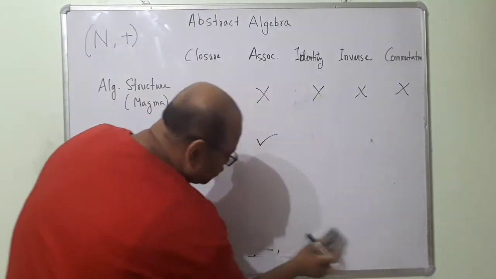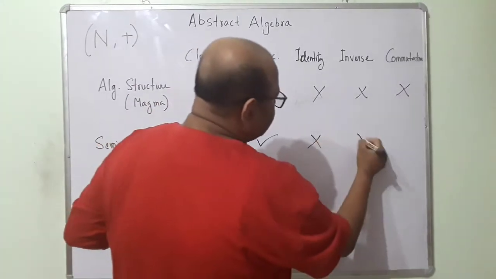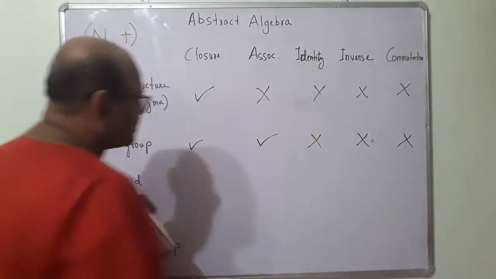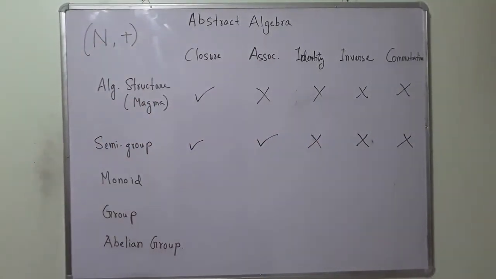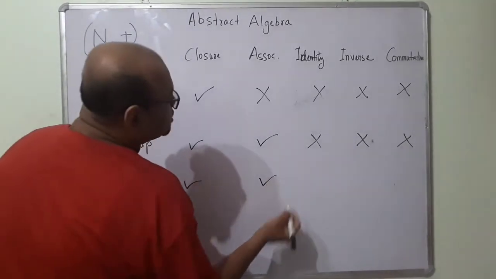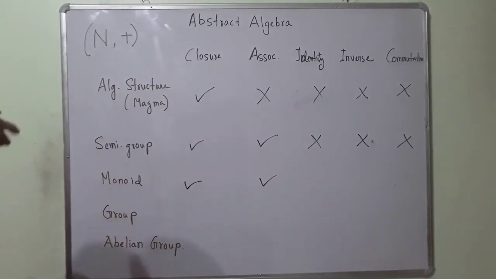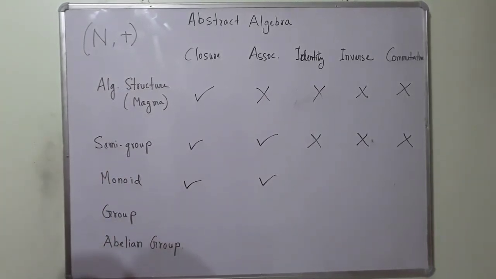In case of a semigroup, whether identity, inverse and commutative properties hold does not matter. What is a monoid? A monoid has to be closed, it has to be associative, and the identity has to exist. What is identity?